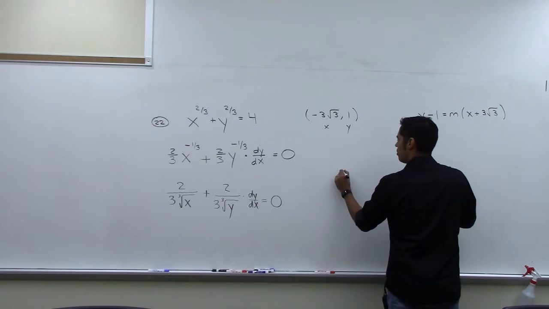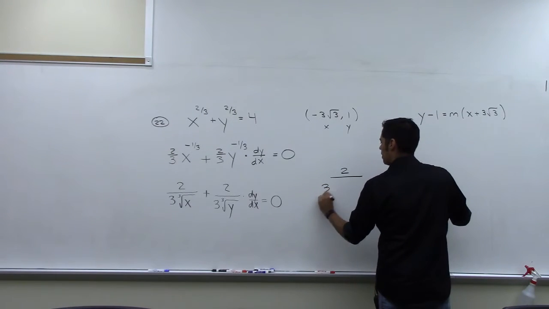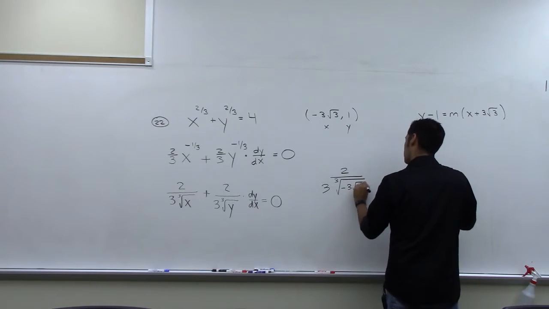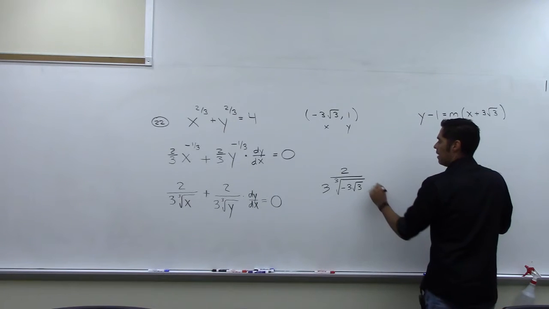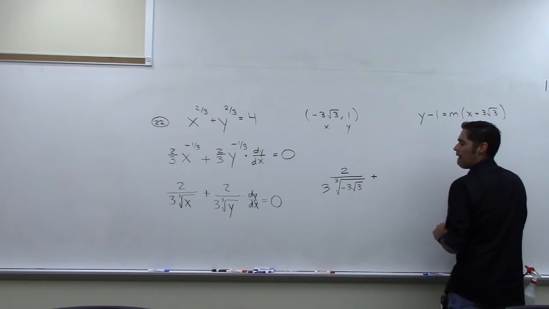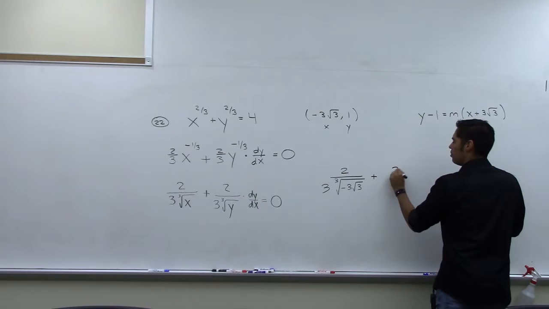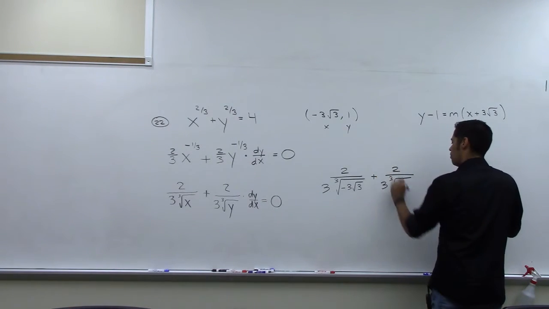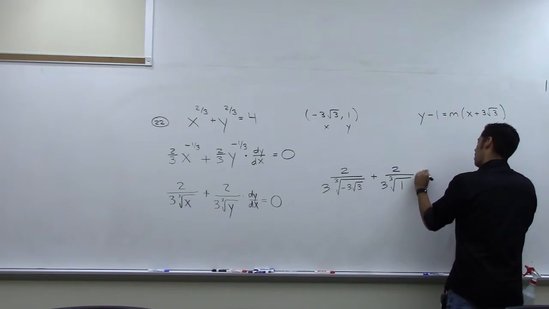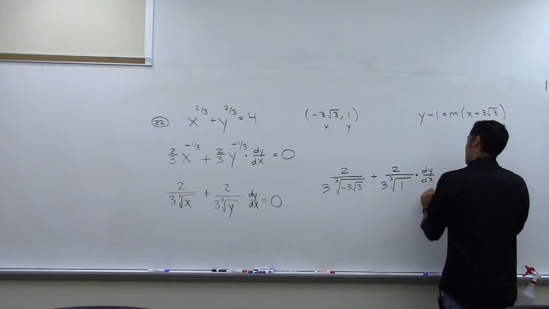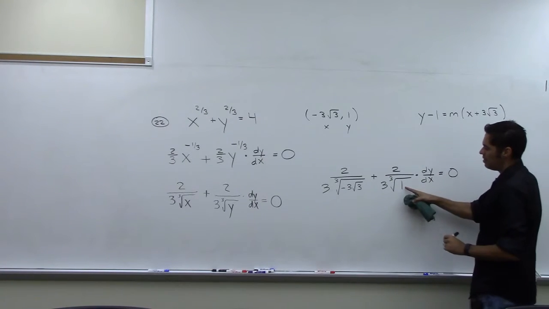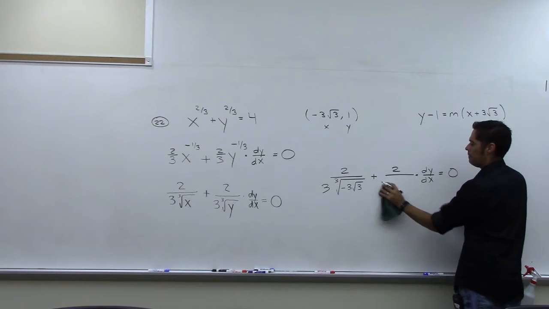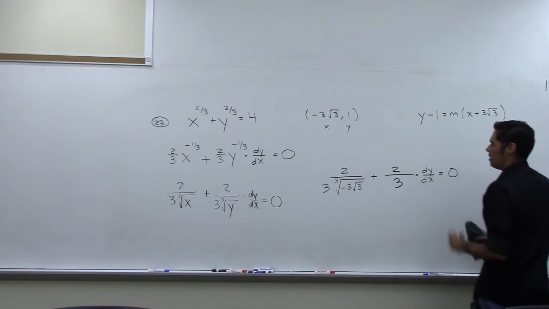So this becomes 2 over 3 times the cube root of x, which is negative 3 root 3, and then plus 2 over 3, and then the cube root of y, which is 1, and then times dy/dx equals 0. This is nice because the cube root of 1 is just 1, so this just becomes 2/3. That one not so nice.